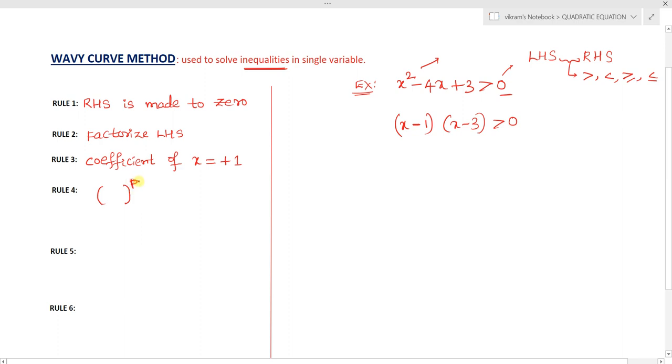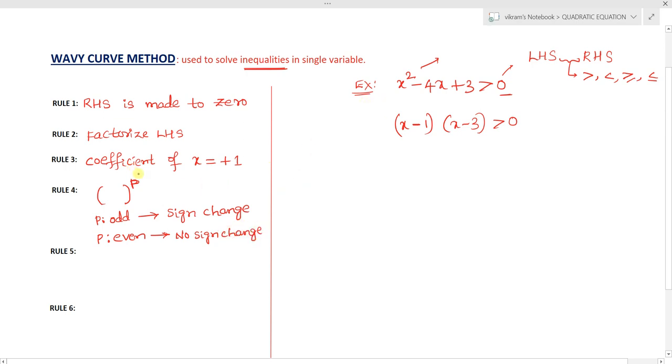Now I am representing the power of a factor as p. If p is odd, the sign has to be changed. If the power is even, there is no change in sign, which is the important consideration over here.